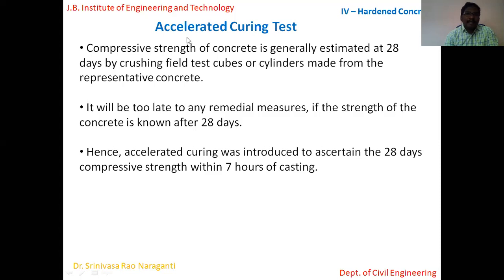That's what this accelerated curing test will help us in doing. Accelerated curing test is basically done to ascertain the strength of the concrete after 7 days or 28 days within 7 hours of manufacturing the concrete. The moment you prepare a concrete, within 7 hours of manufacturing it, you will be in a position to get a flavor of the strength, what it will be like after 7 days or 28 days. That's what this test is all about. So let us see the procedure, how we do this accelerated curing test.